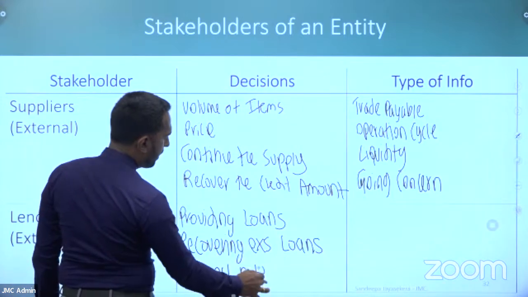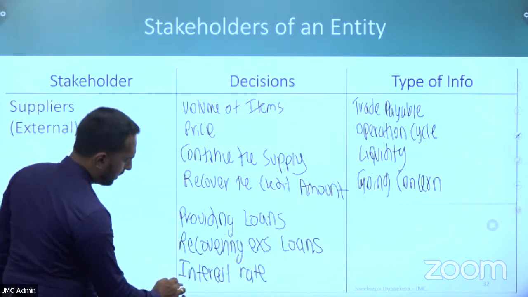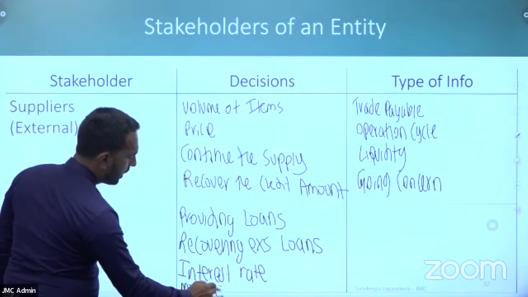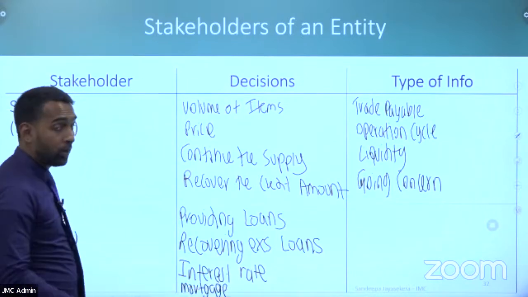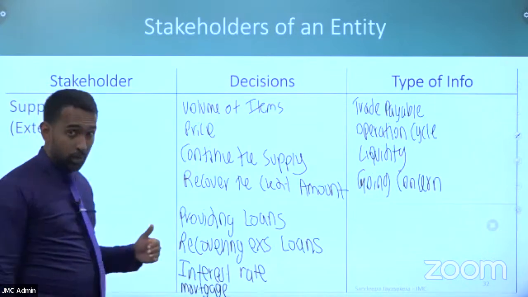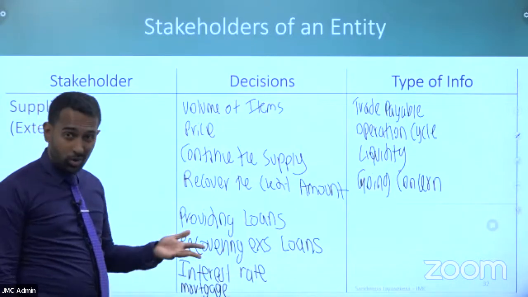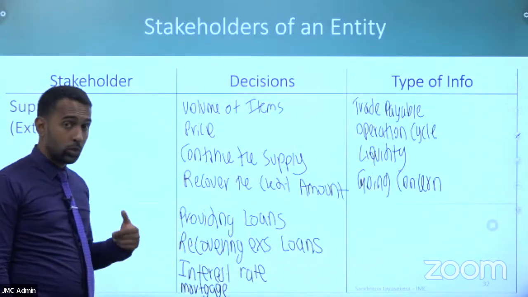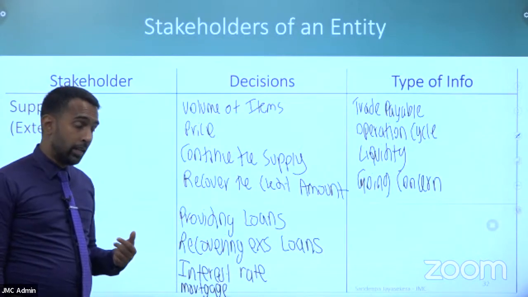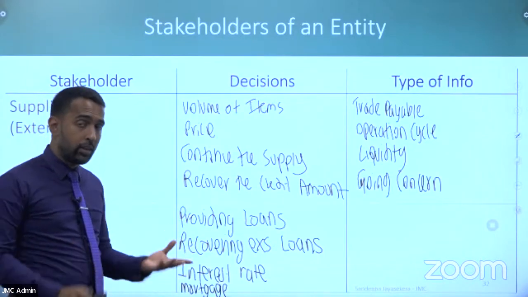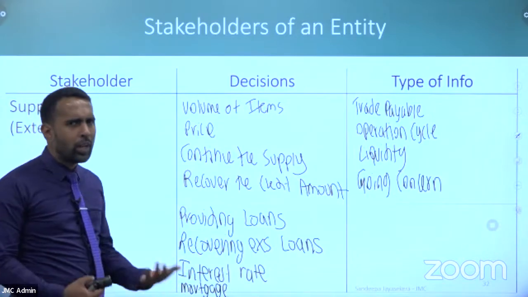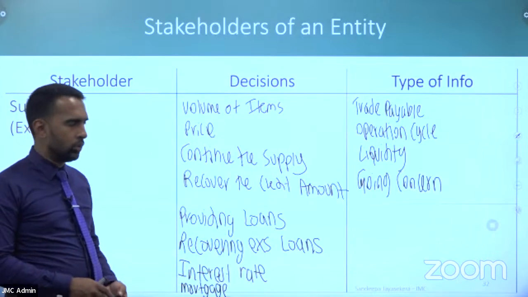What will the interest rate be? And what type of mortgage are you going to take, what kind of assets? Right, so bankers need to take decisions on whether to give a loan or not, how to recover the loan given, and the interest rate you have to decide, and what assets are to be mortgaged. So they have to take some decisions.